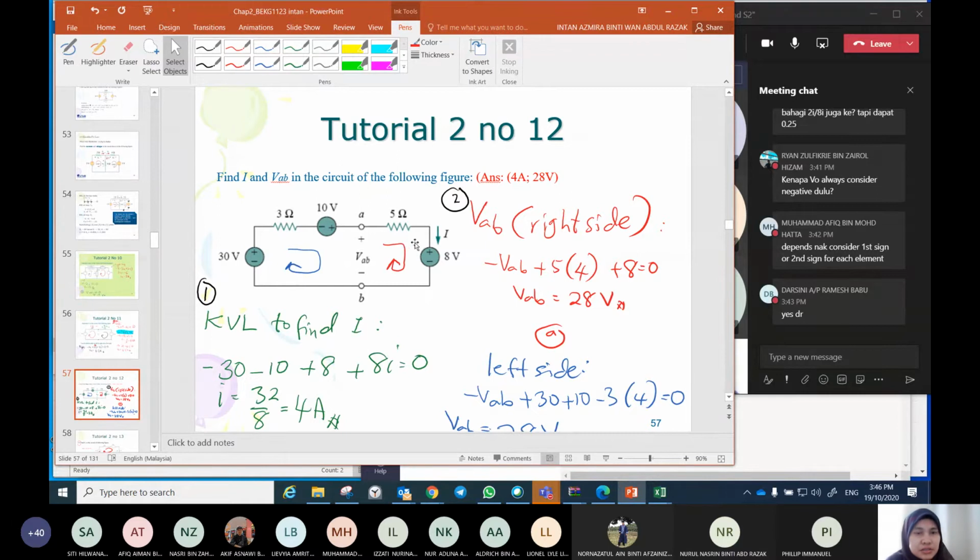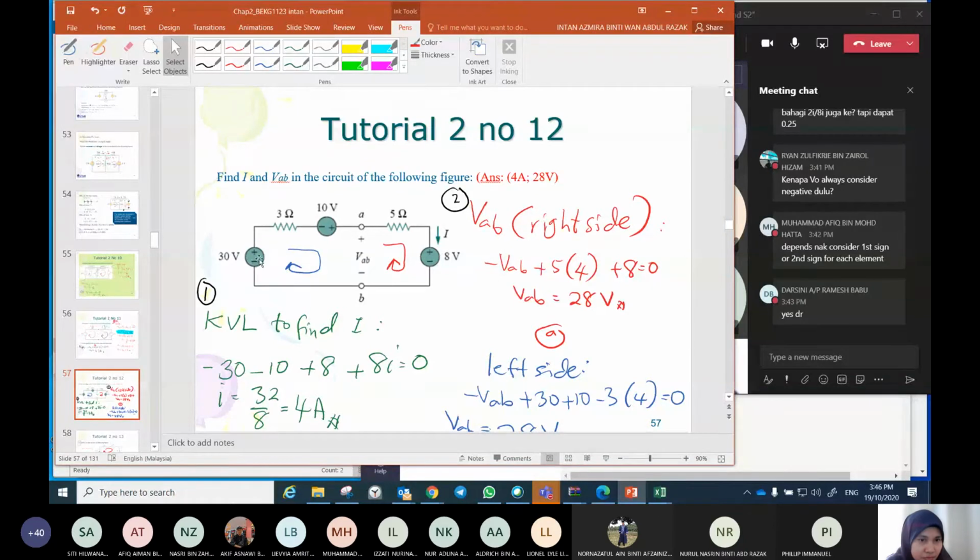We find I. So how to find I? We must apply KVL at the whole loop, because the current is the same in the loop. So we apply KVL in the whole loop.